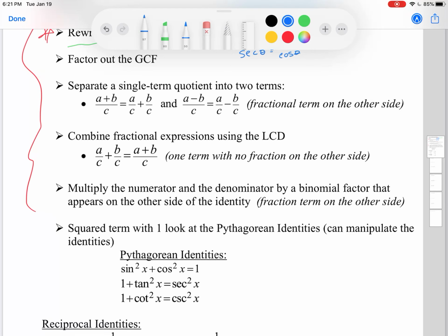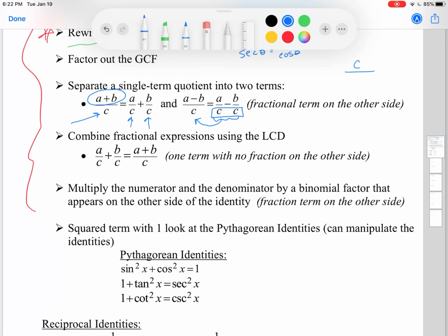crazy statement here about fractions. It says separate a single term quotient into two terms. So what that means is if you are ever dividing two terms by the same thing, we can split them up into two pieces. Same thing goes for the other direction. I'm going to go on this right one here. If I was subtracting two fractions with the exact same denominator, I can work backwards and put it as one fraction altogether. So I can split it up or I can bring it to 1.